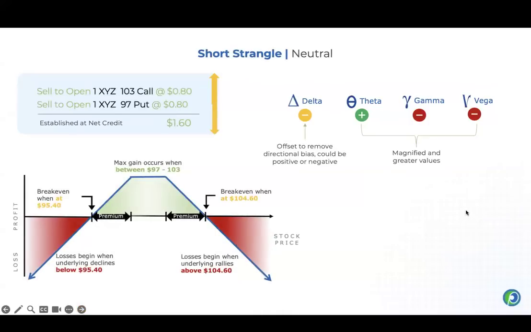And a short strangle, much like the short straddle, the difference here is now, instead of defining an exact pinpoint, we're defining a range. And so this is what we'll focus on. I'm saying that I feel like the underlying is not going to go higher than 103, and no lower than 97. It's going to stay in between that range from 97 to 103.